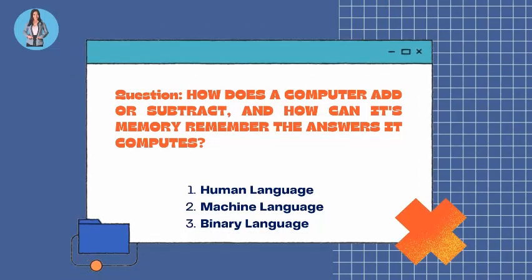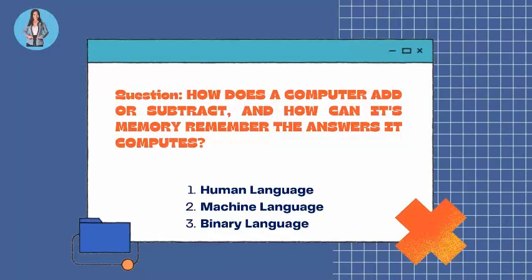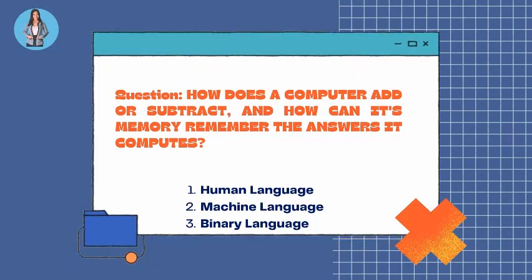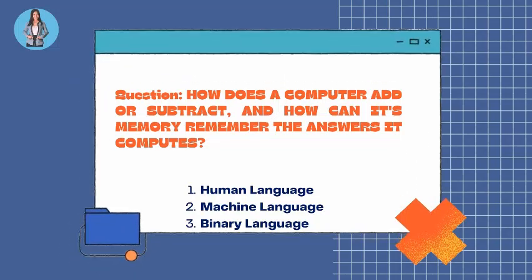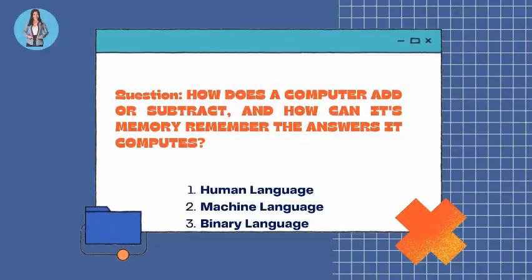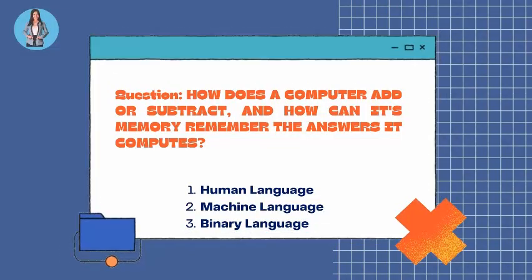So there was this question: how does a computer add or subtract, and how can its memory remember the answers it computes? Humans understand human language, of course. The computer, on the other hand, can understand machine language, because we all know that a computer does not have a human brain inside, but it acts in many ways as though it does have a real one.